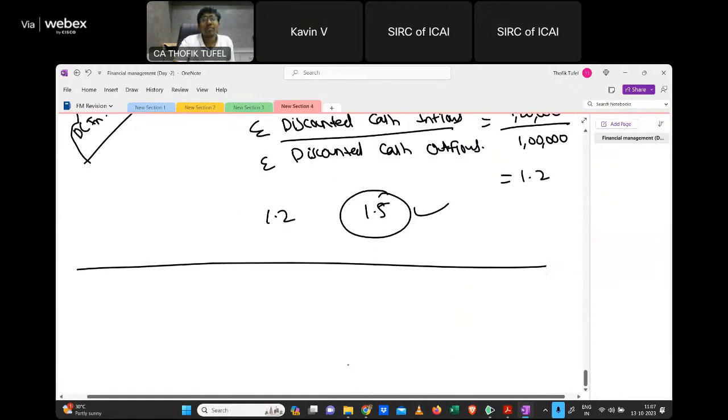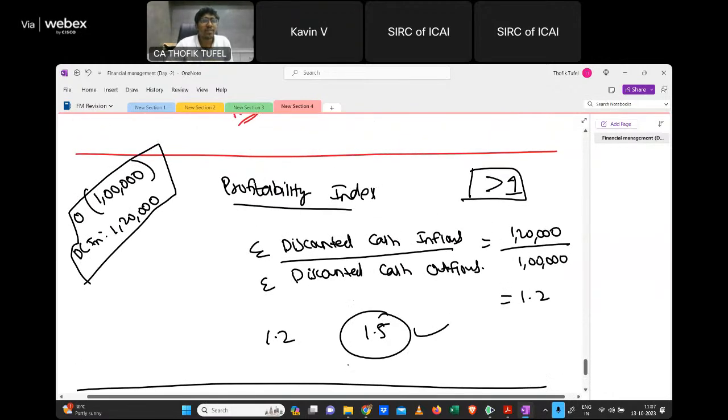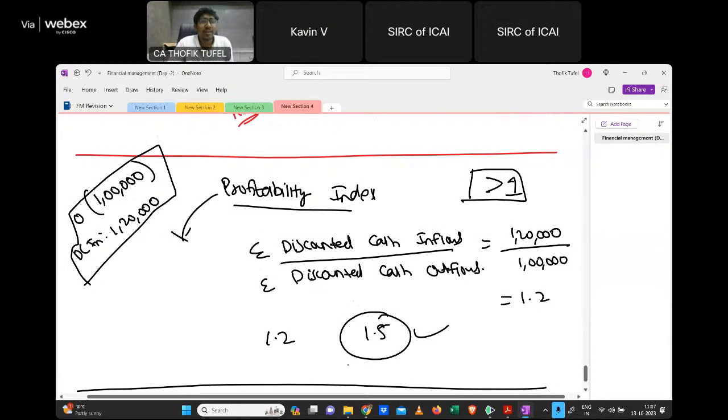Now one more very important thing: profitability index is also called the desirability factor. One time in the exam, I think November 17 or November 19, they asked what the desirability index is. That was the first time this word was used and no one was aware of it, so they didn't know that this is the profitability index. So desirability factor is another word which is used. Profitability index is also called the desirability factor.